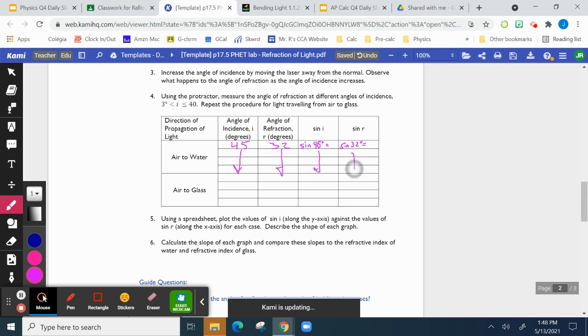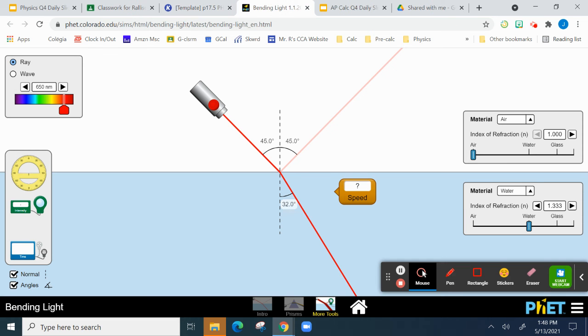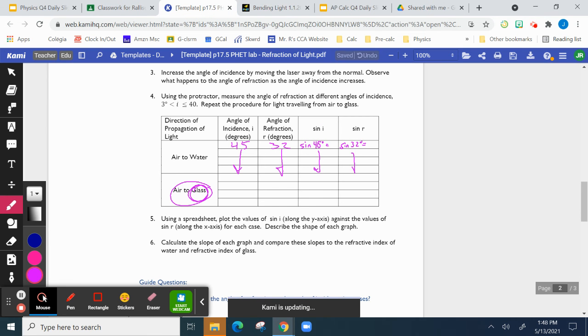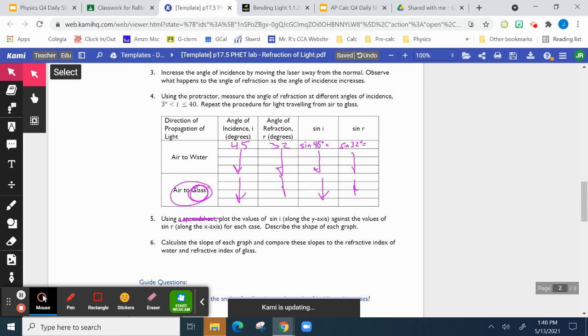Then you're going to calculate these numbers, and then you're going to switch it around to air to glass instead of air to water, and you're going to find out it does something slightly different. There's air to glass. Notice it's similar, but this angle of refraction is actually a little more toward the normal line. There's more refraction going into glass than there is into water, which I think is interesting. So you're going to do that with 4 angles, and then measure this, and calculate the sine. You don't have to use a spreadsheet unless you know how to. That's fine.